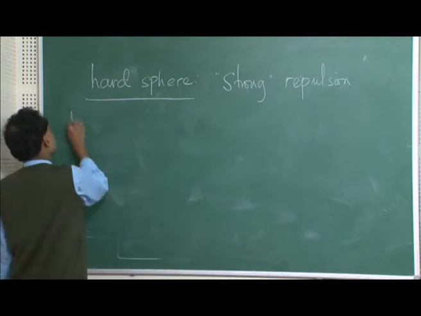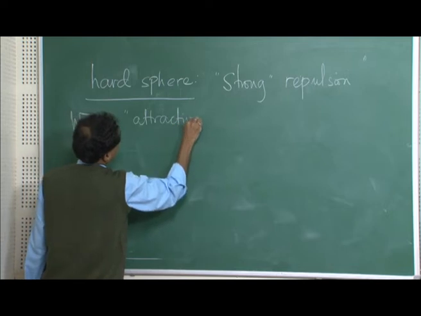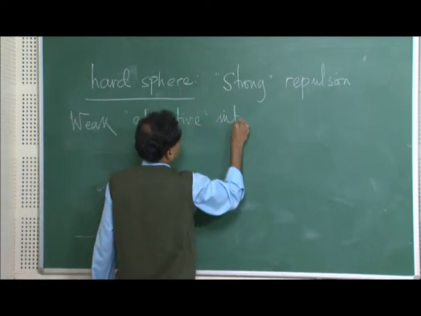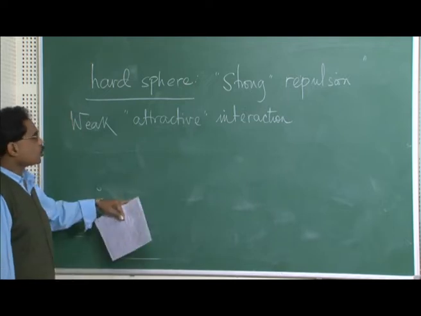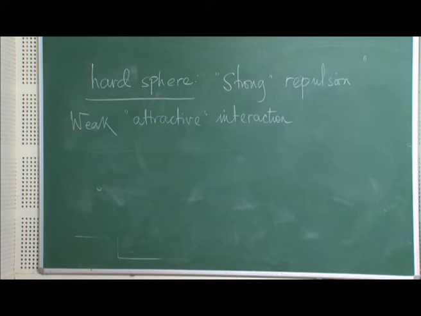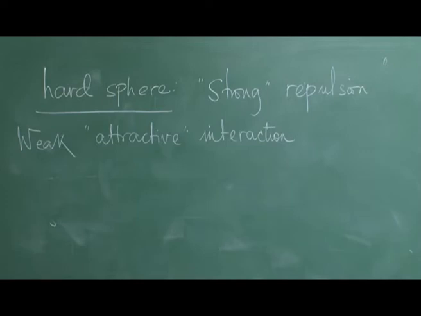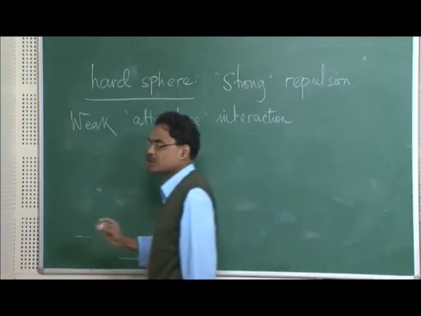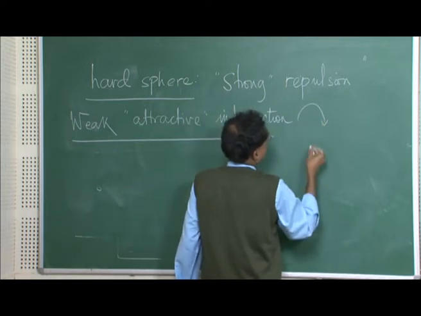And then there is a weak attractive interaction, but very short range. Okay. So, very short range, weak attractive interaction when the molecules are away from each other. If they are close by, there would be a hardcore repulsion, okay, which is very strong, which is mostly dominating in the short ranges. When they are far away, there is a weak attractive interaction which is very small in magnitude and short ranged.